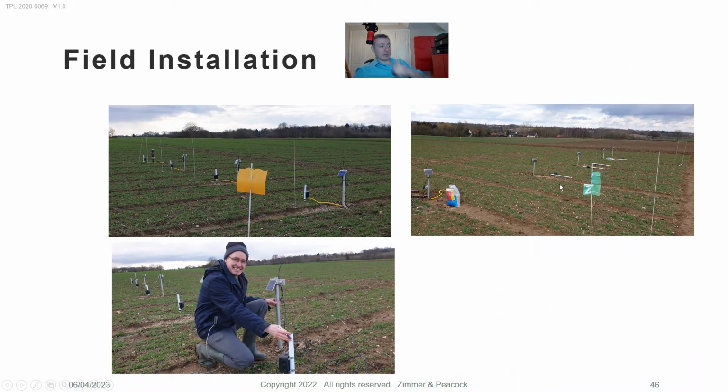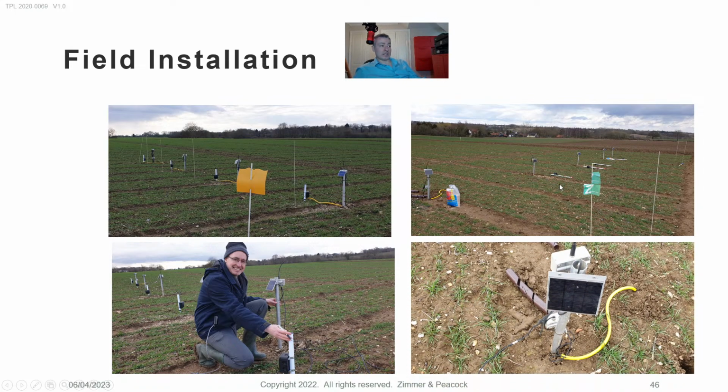The nice thing about the soil work that we've done in the past, as I say, is that we did this in conjunction with Plant Biosciences Limited.